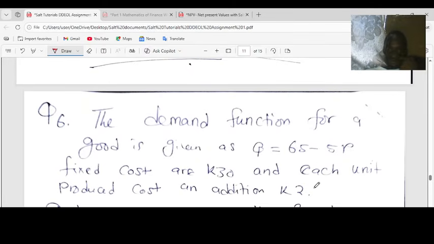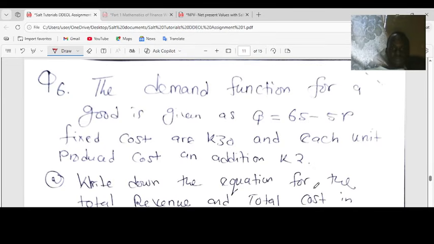The last question on your assignment, question 6. I think question 6 is not that complicated. It's just an issue of understanding. Number 1, you are being told there is a demand function. What did I say about the demand function? Demand function gives you the price at which the buyers are willing to buy the items.